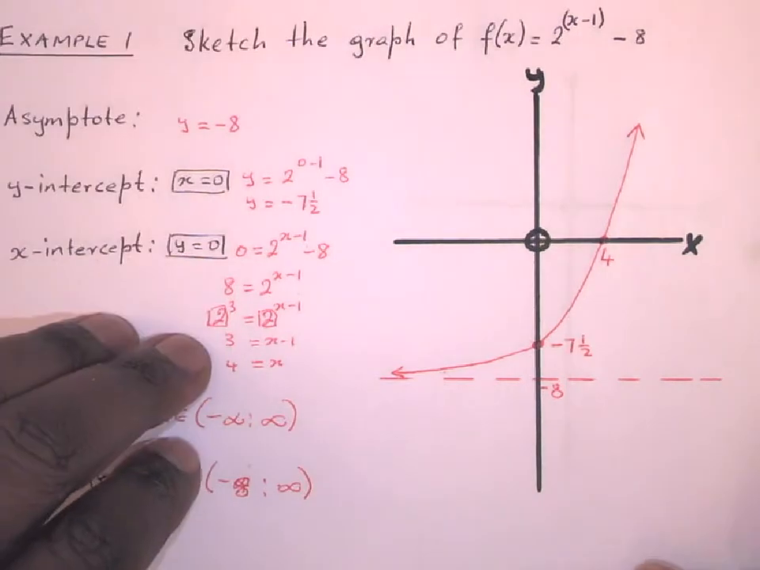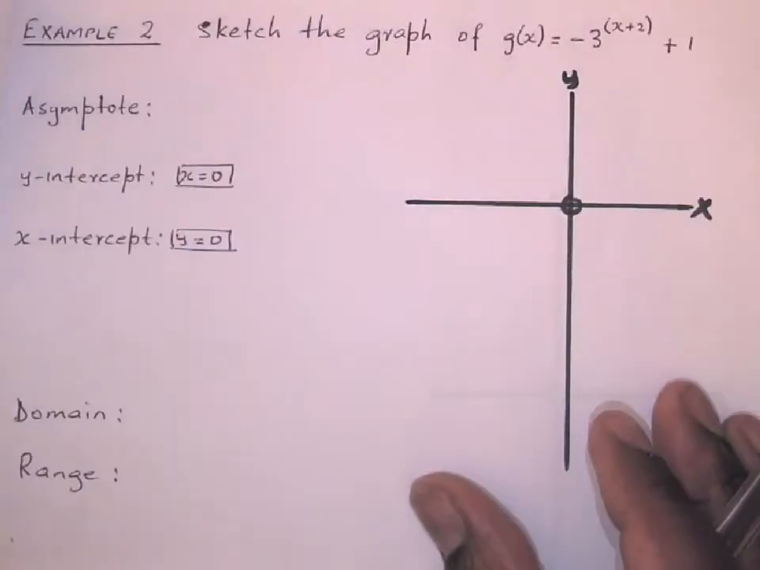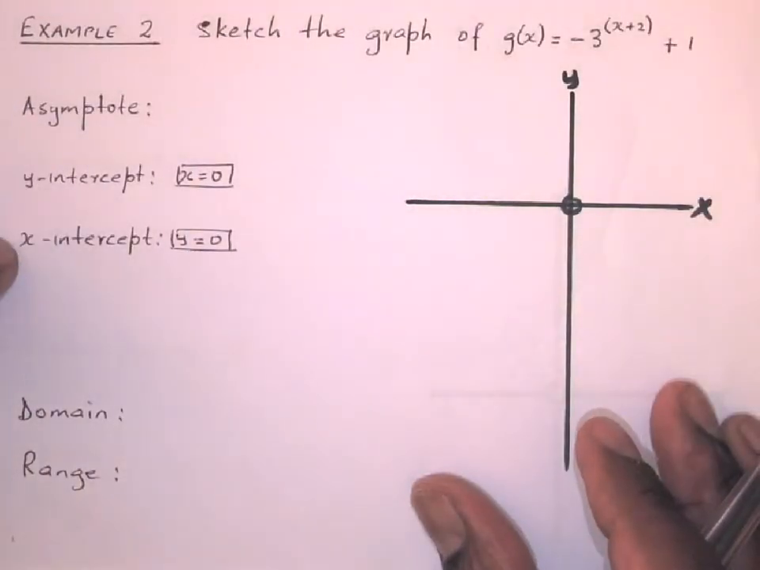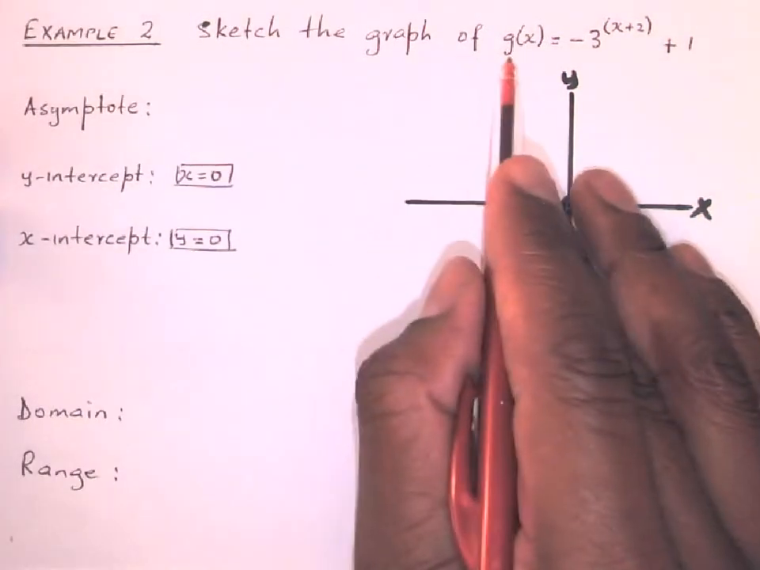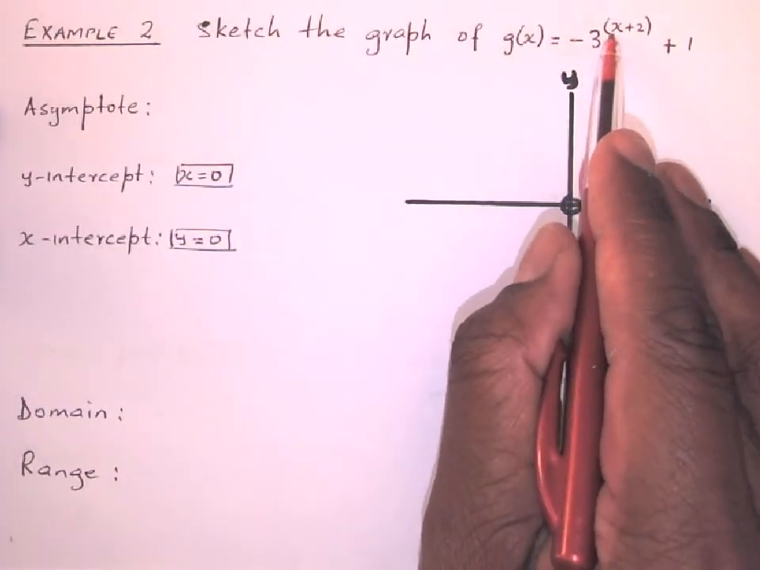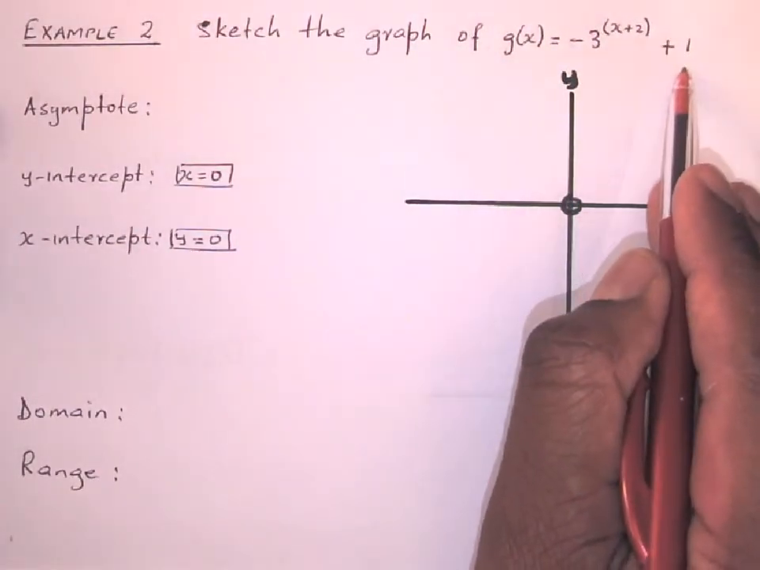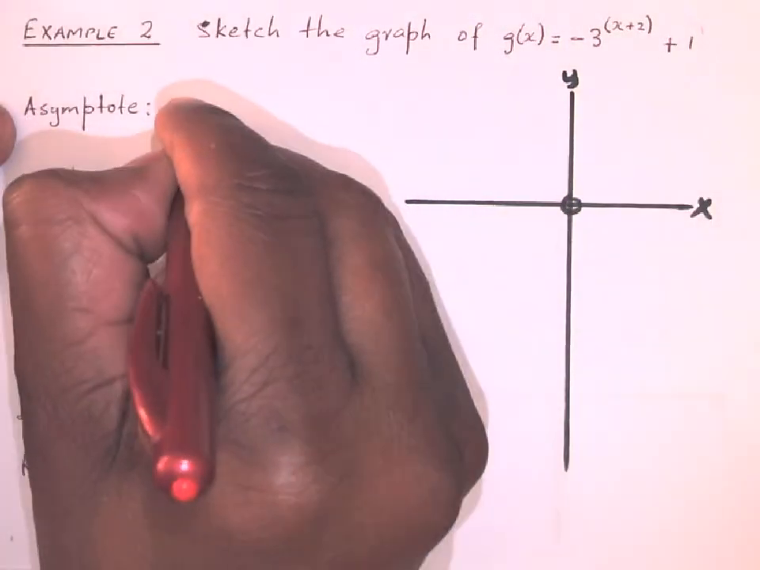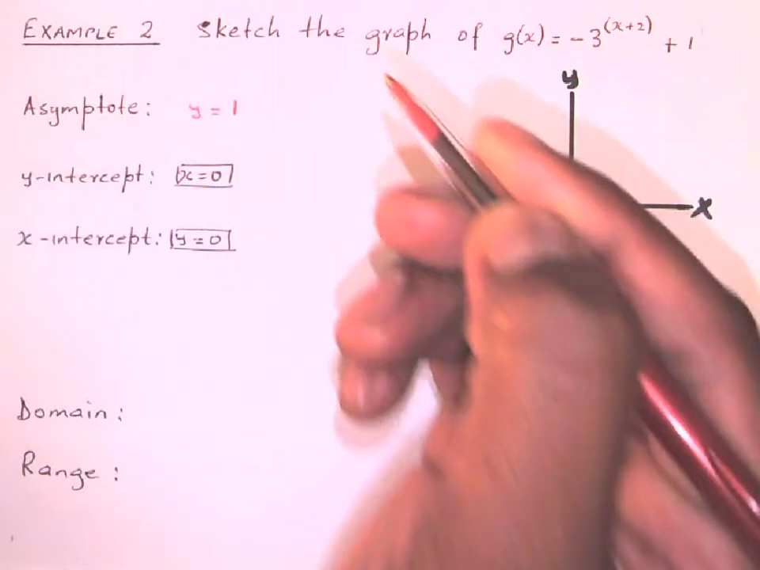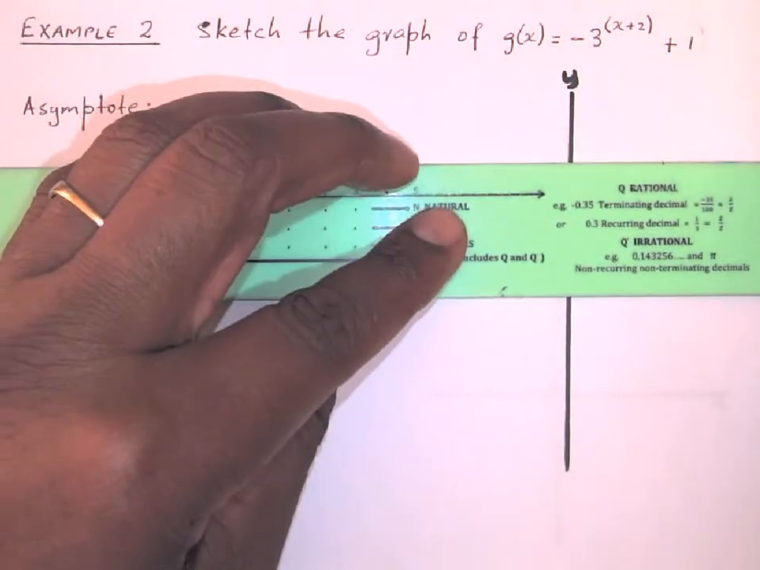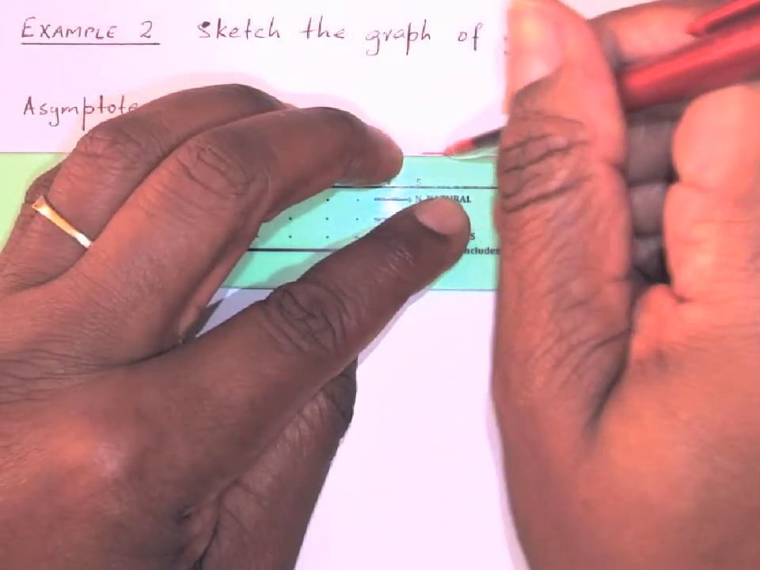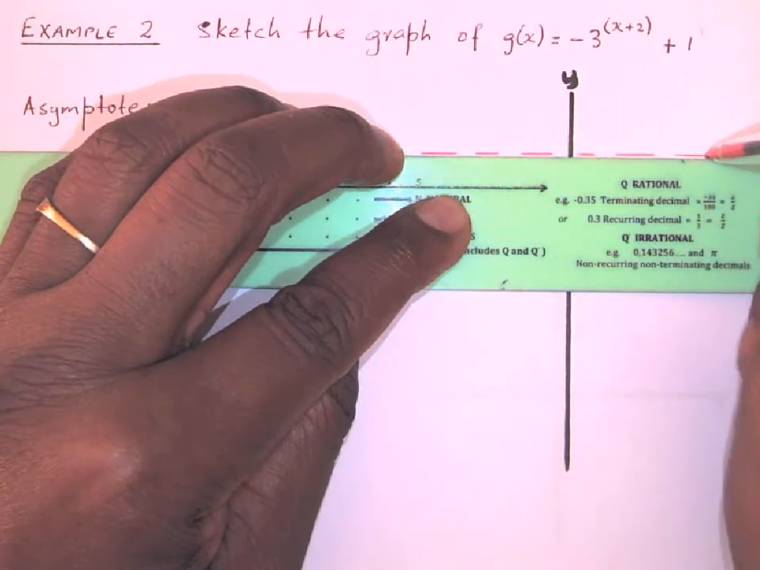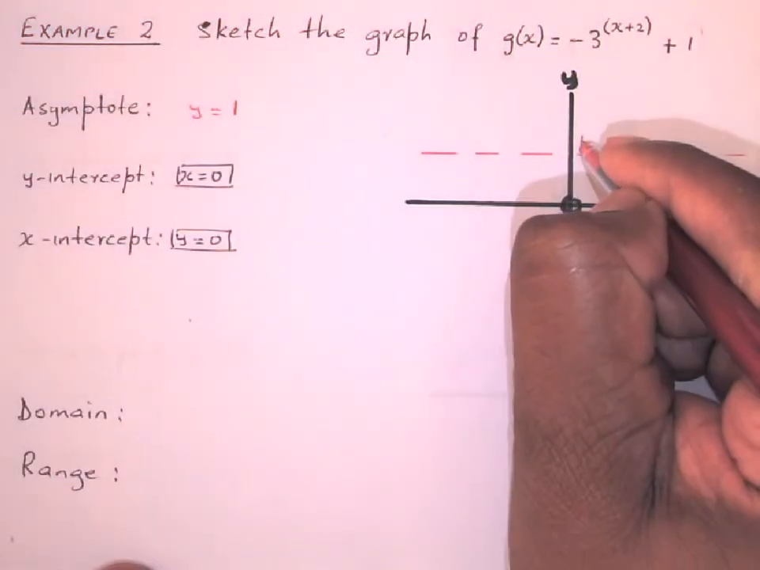Okay, let's look at another example. Say in this problem you say sketch the graph of g of x equals minus 3 exponent x plus 1, plus 2, then plus 1. So what's the asymptote? It's the line y is equal to 1. So y is equal to positive 1. I can throw that line straight away. y is equal to 1. I can throw it over there straight away. So that's the line y is equal to 1.